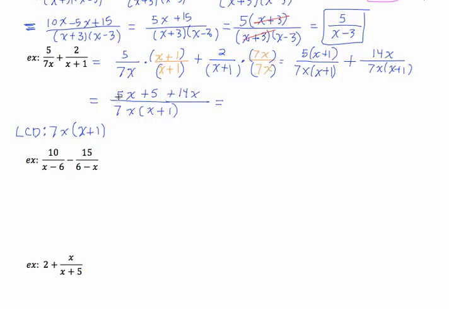So 14x plus 5x is 19x plus 5 over 7x times x plus 1. That's a 19 there. And the numerator is not factored, however, we can't factor anything out of 19x plus 5. So this is the fully simplified sum.